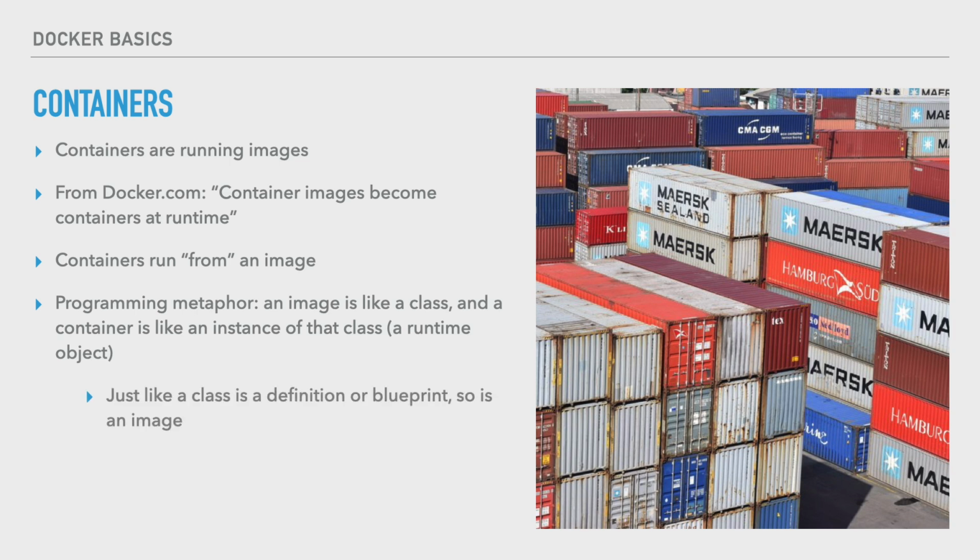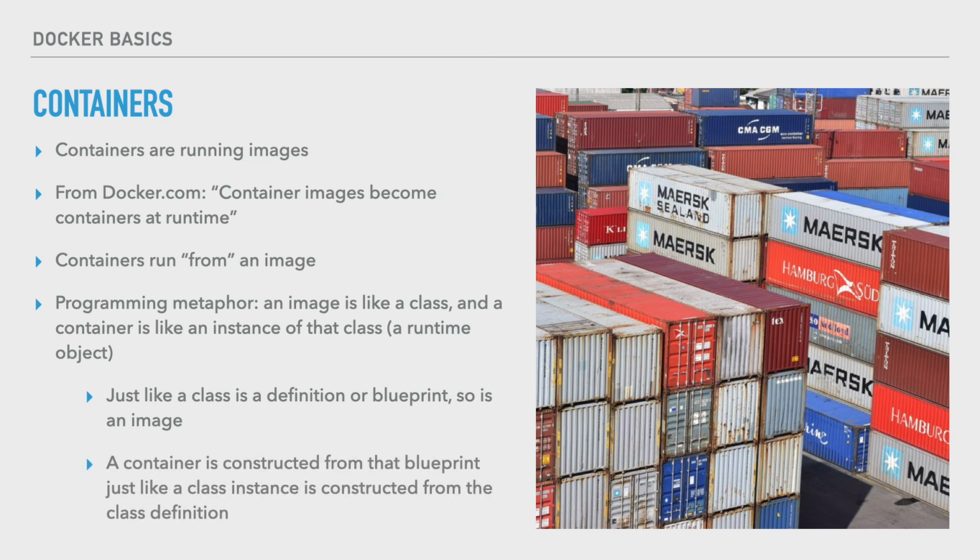So just like a class is the definition or blueprint from which an instance is created, so is a Docker image. A container is constructed from the blueprint of the Docker image, just like a class instance is constructed from a class definition. Now, you might recall that not very long ago, I mentioned that images were inert and, importantly, immutable. Once an image is created, it doesn't change. To change an image, you build a new image.